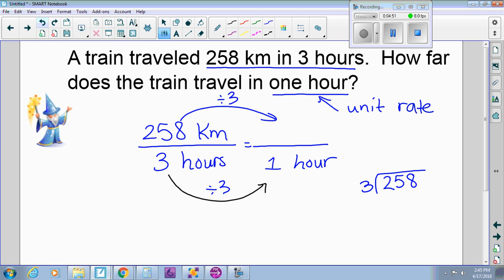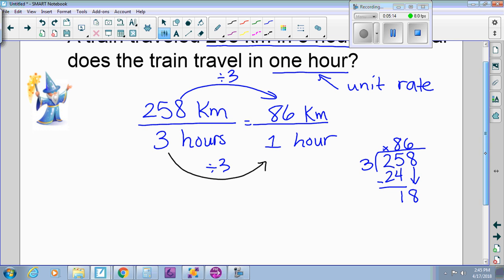3 goes into 2, 0 times. It goes into 25 8 times. It gives you 24. You subtract, you get 1. You bring down the 8. That gives you 86. So that means that this train is traveling 86 kilometers per hour for every hour. So they didn't want you to then use that info to scale it up at all, so you're going to say 86 kilometers is your answer.